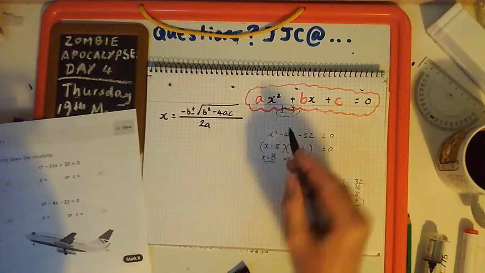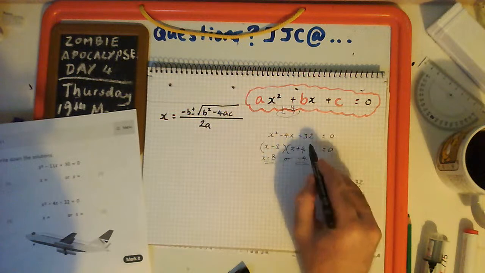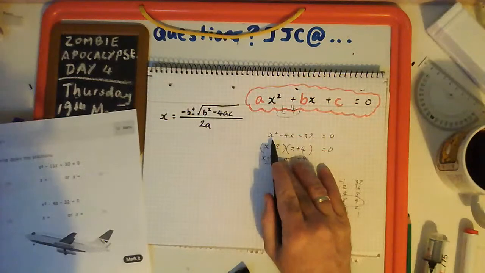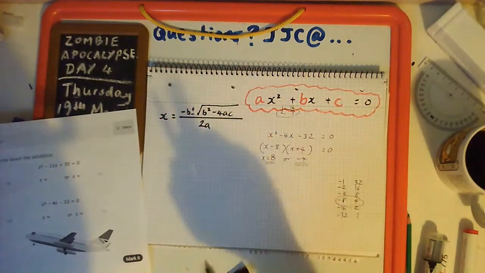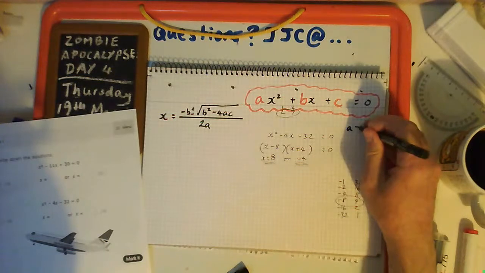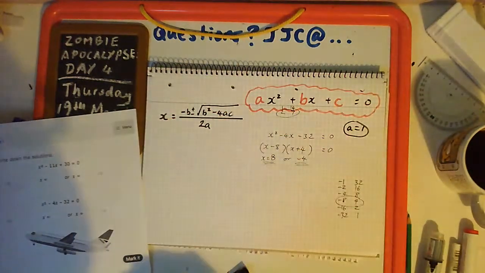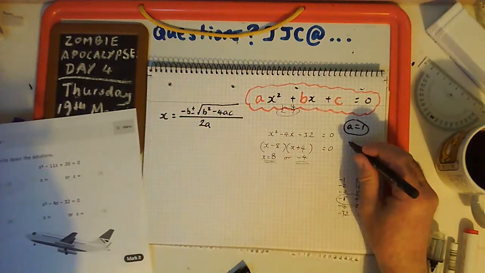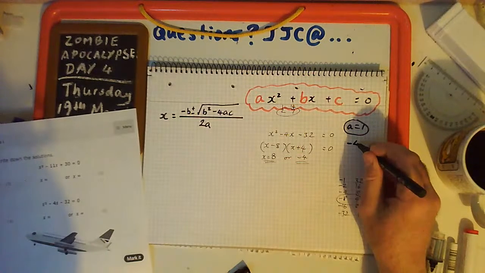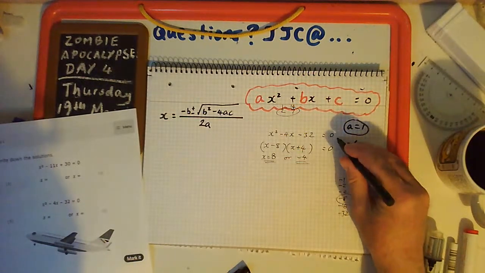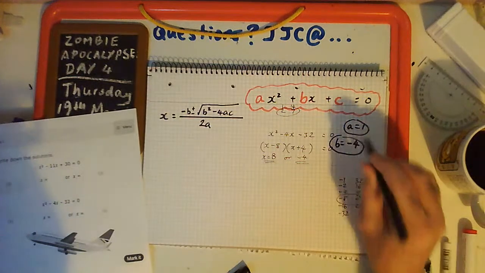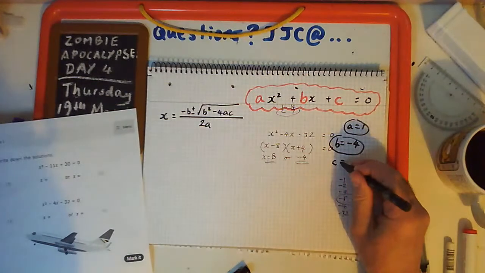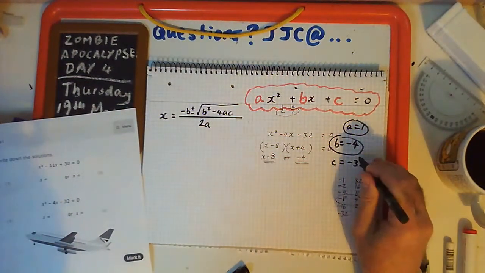So if I wanted to do this one, x squared minus 4x minus 32 using the formula, then I'd be saying, how many x squareds have we got? We've got just x squared on its own. So a equals 1 because we've got 1x squared. How many x's have we got? We've got a minus 4 in front of x. So b equals minus 4. And then the number on the end is minus 32. So c equals minus 32.